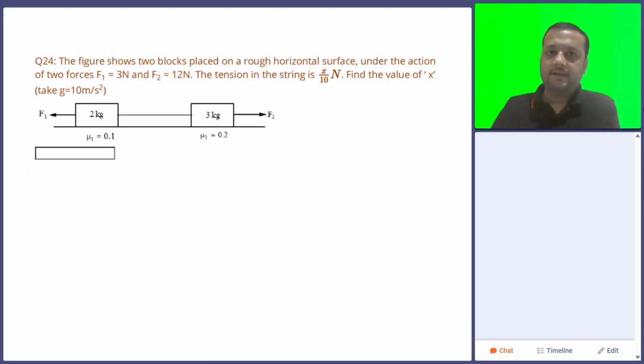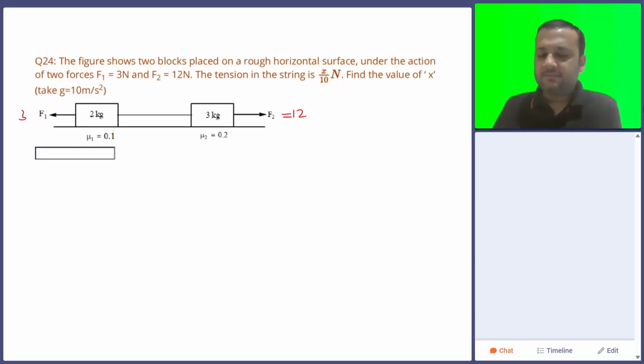So basically here what is happening, there are two blocks which are being pulled like this, and we have to find the tension in this string. Now if you see, value of F2 is how much? It is 12 Newton, and value of F1 is 3 Newton. Okay, so that means the system has a tendency to go towards the right. If there was no friction, then the system would have moved towards right. Now let us see whether the system will be able to move or not.